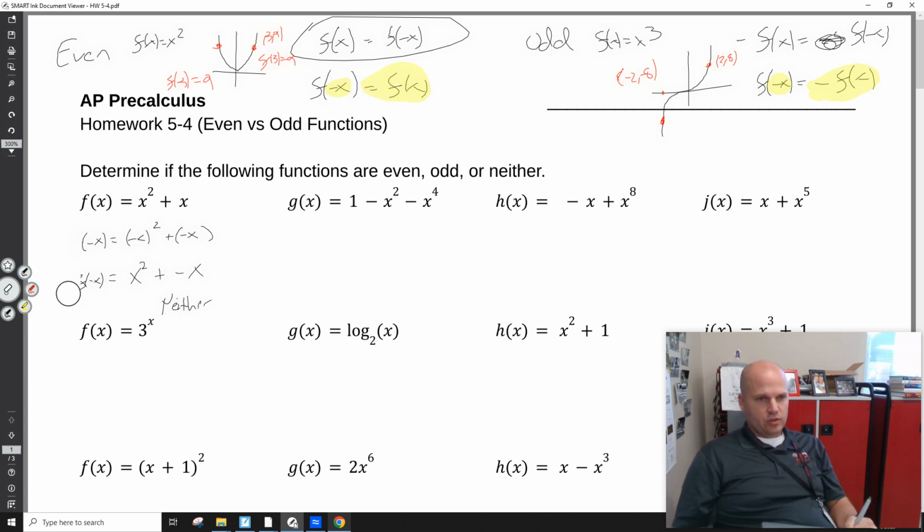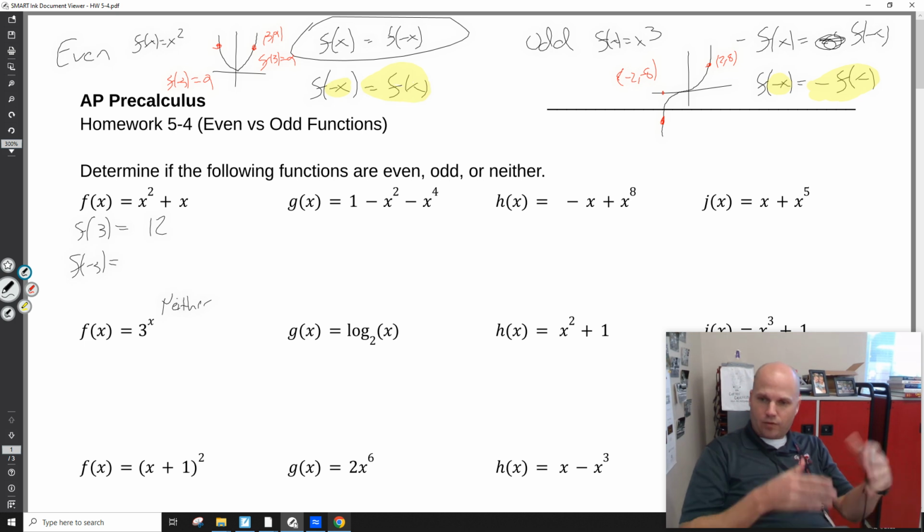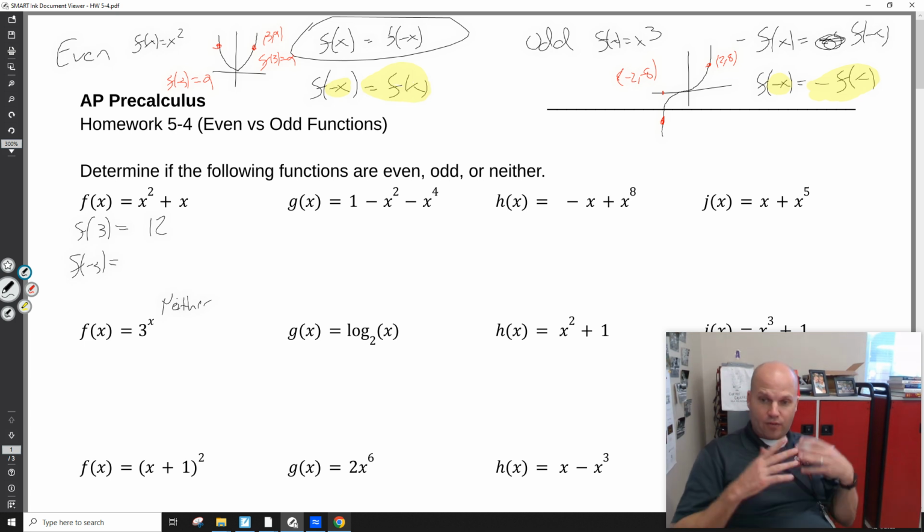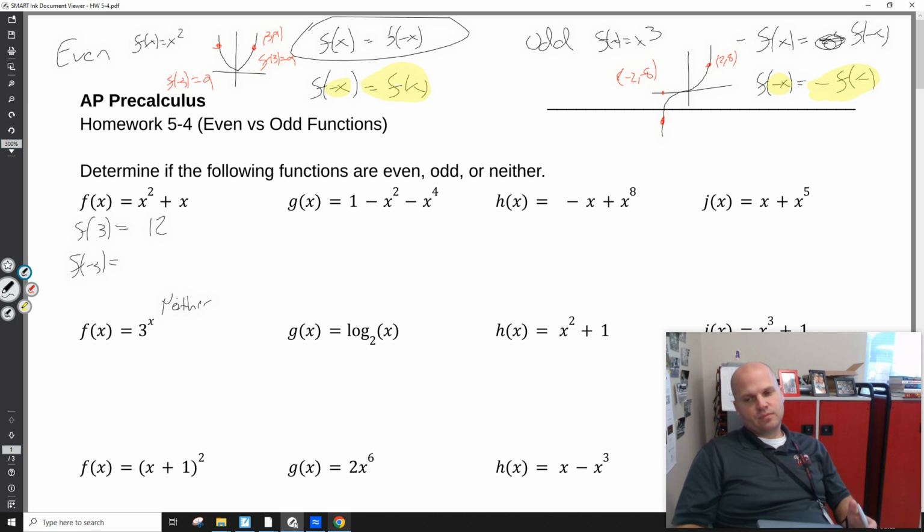Let me check with numbers just to make sure. Start with just an easy number like 2 or 3. Don't choose 1, 1 can be confusing. Definitely don't choose 0. 2 or 3 are usually safe. If I plug in 3, I get 12. If I plug in negative 3 and get positive 12, it's even. If I get negative 12, it's odd. If I get something else, it's neither. This is probably the easiest way to check for you kids. I get 9 plus negative 3. Well, that's 6. That confirms it's neither.